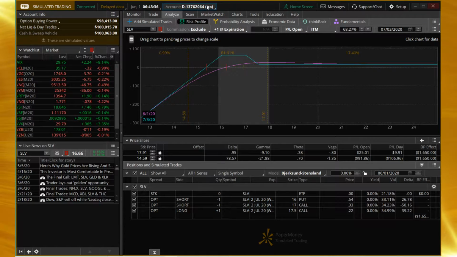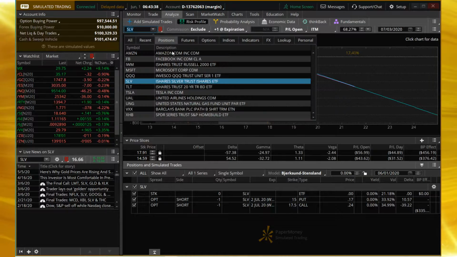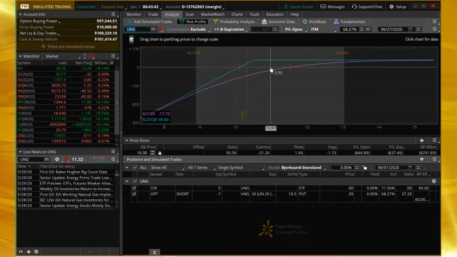All right, so we're going back to the margin account, and we're going to move on through here. Natural gas is a naked put.